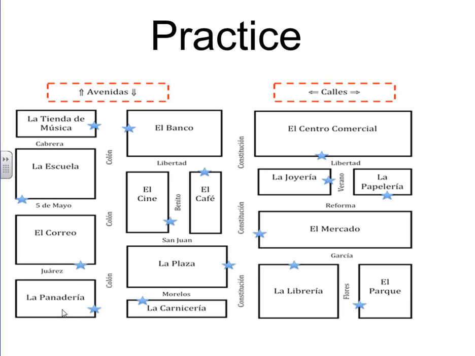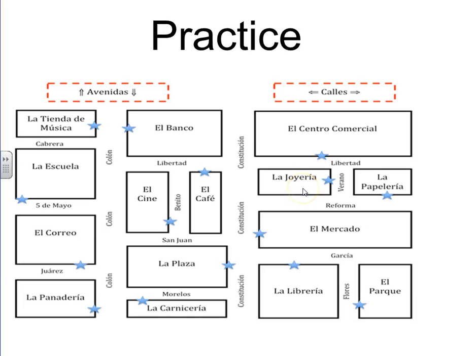Panaderia is a bakery. Pan meaning the word for bread in Español. Banco, of course, is bank. Cine is a movie theater. Café is a cafe, outdoor restaurant. Plazas, you know what that is, see? Carniceria is from the word carne, which means meat, which is just a butcher shop. Centro comercial is the mall.